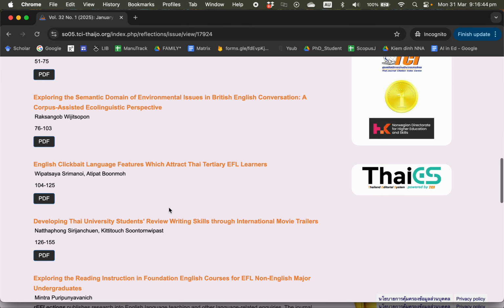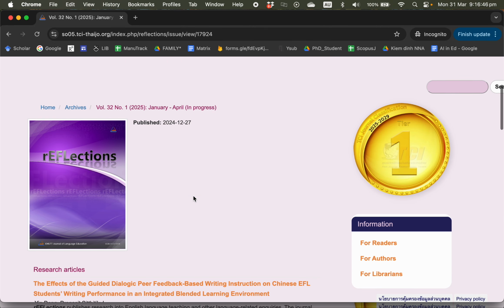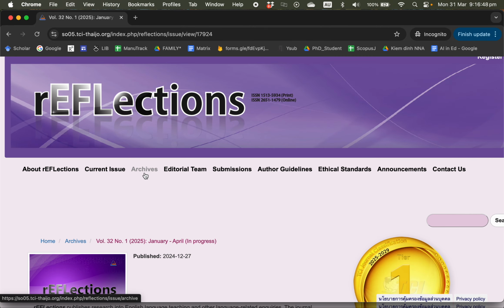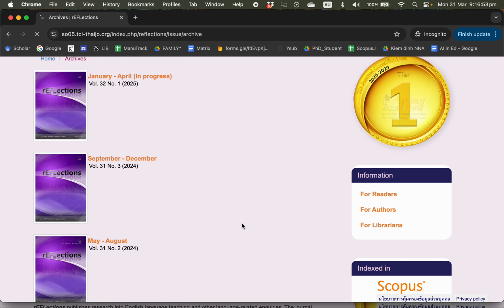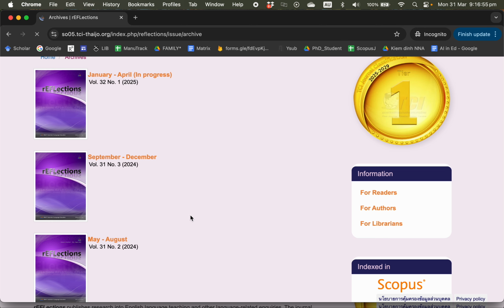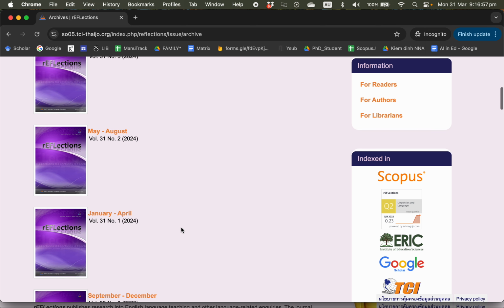Now, in addition to About, you see Issues: the current issue, which is the issue that it just published, and then the Archives, which are all of the previously published issues across the years. So this is 2025, 2024, 2023, and so on. Okay.